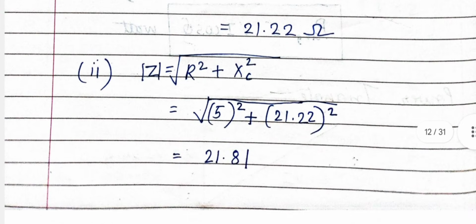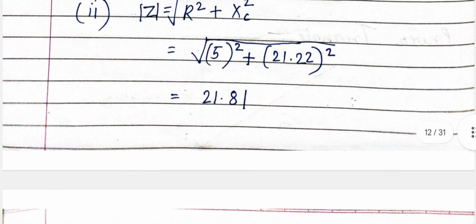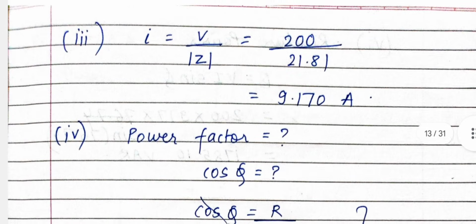Then the second one, we have to find impedance. Here you have to use the formula under root of R square plus Xc the whole square. We have R as 5 and Xc we have found out, that is 21.22. We will get 21.81 over here. This is your impedance.